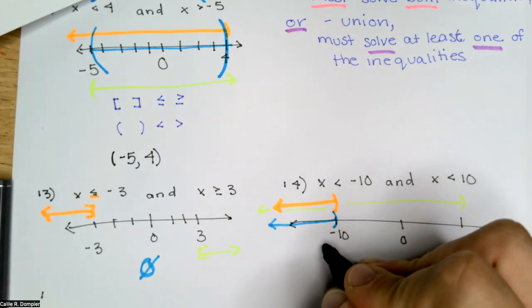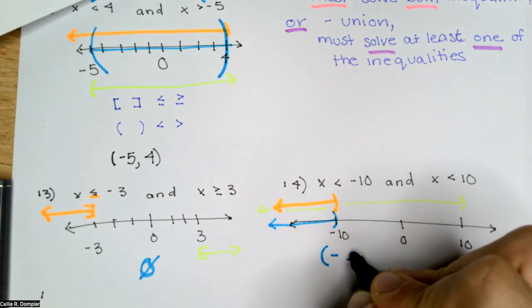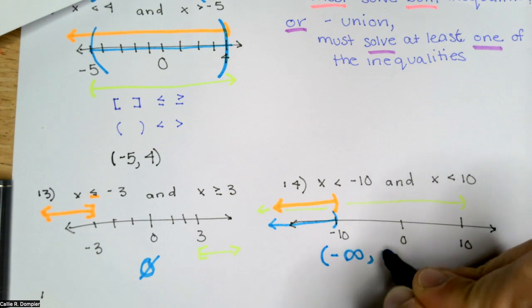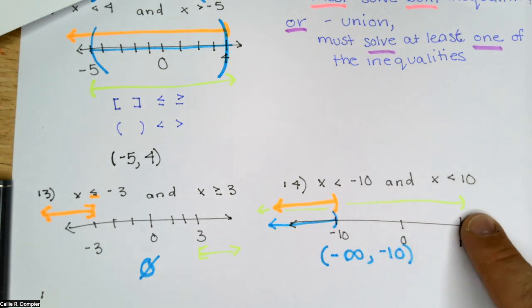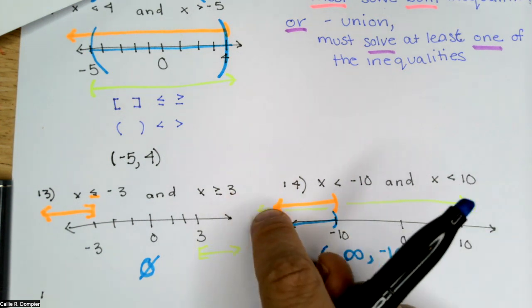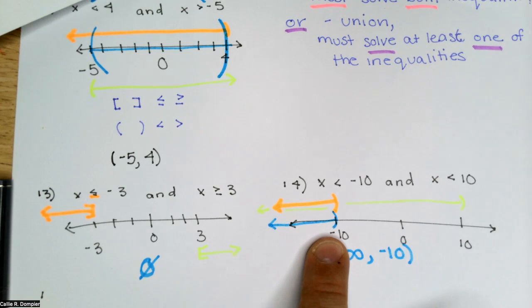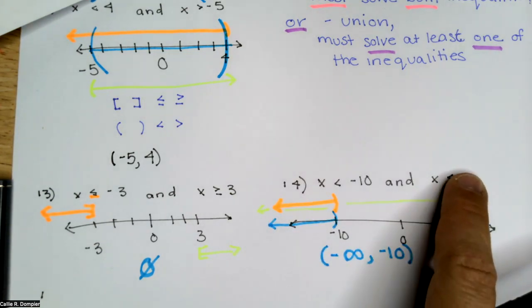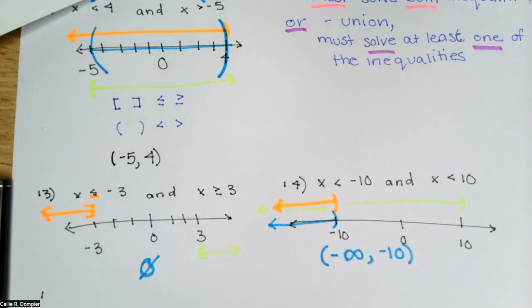So remember, negative infinity always just gets a parenthesis, never a bracket. So parenthesis, negative infinity, and then it stops at negative 10. So there's nothing on your graph about 10. I put it on there just to have a visual to where they cross, but your graph is going to end at negative 10 and not include it. So you kind of ignore this part. It's less than negative 10 because that's where they overlap.